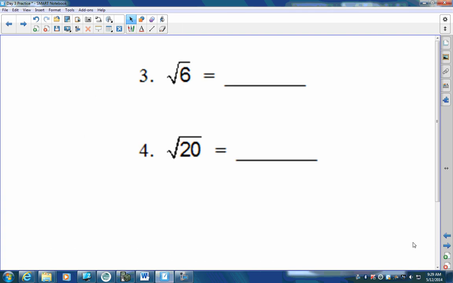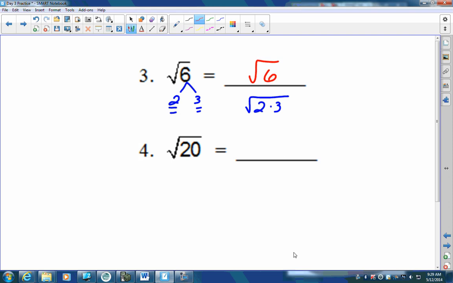All right, let's look at number 3. Number 3, if I look at 6 and I split up 6, it's 2 times 3. That's as low as they go. Those are both prime numbers. Well, if I write it underneath the square root sign, 2 times 3, is there a pair of anything to take out? There's not a pair. So as simple as it goes is the square root of 6. There's nothing else you can do.